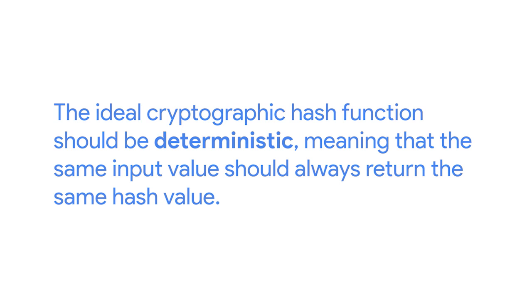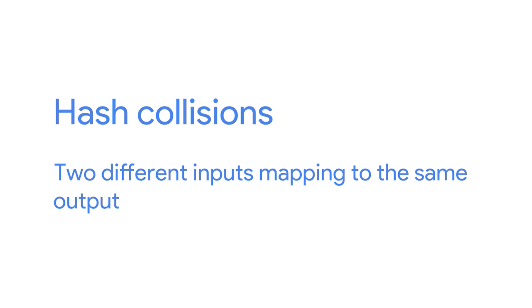The ideal cryptographic hash function should be deterministic, meaning that the same input value should always return the same hash value. The function should be quick to compute and be efficient. It should be infeasible to reverse the function and recover the plain text from the hash digest. A small change in the input should result in a change in the output so that there is no correlation between the change in the input and the resulting change in the output. Finally, the function should not allow for hash collisions, meaning two different inputs mapping to the same output.